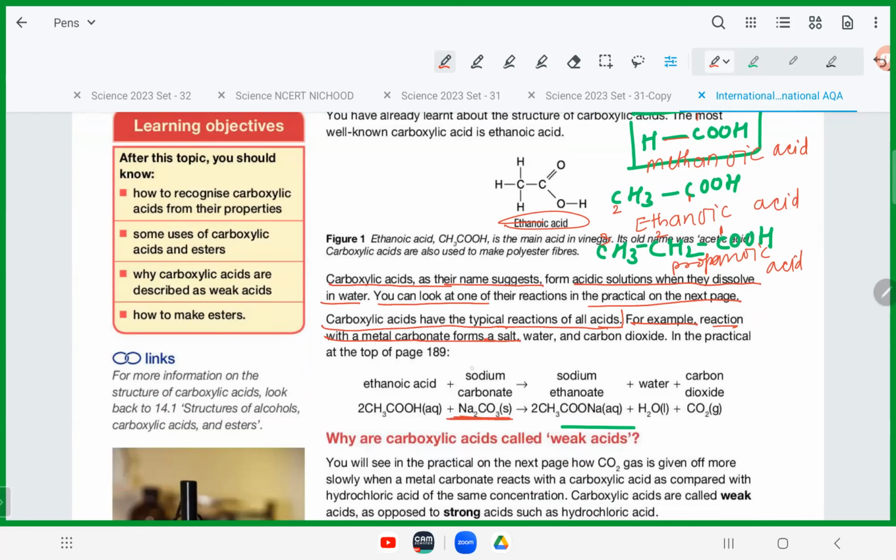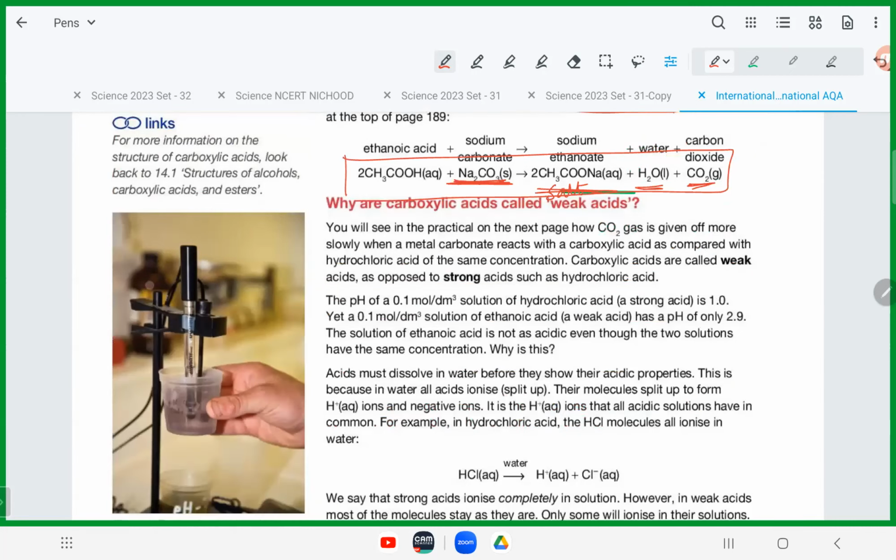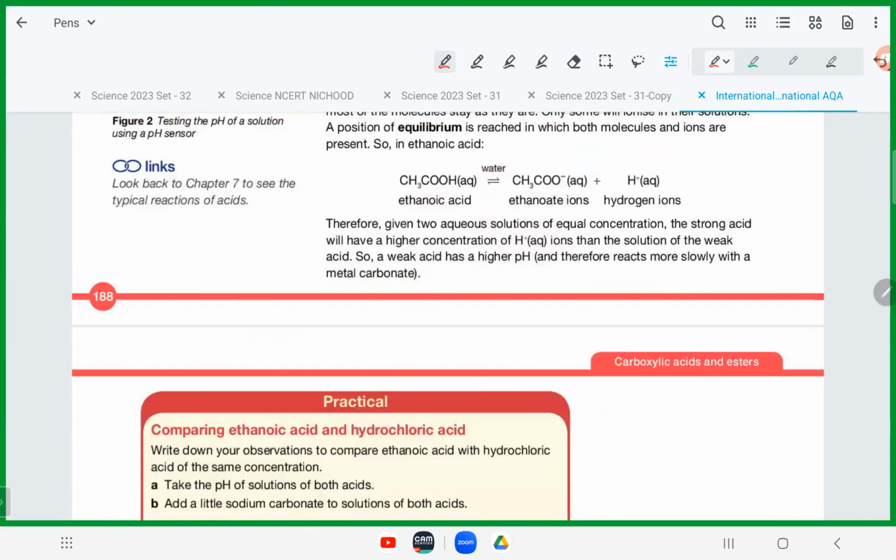What is forming? This is the salt, and water and carbon dioxide. This is the CO2. So if you are treating the carboxylic acid with sodium carbonate, it is going to give salt, water, and CO2. So we are going to write the equation. Let us see, I am writing here.